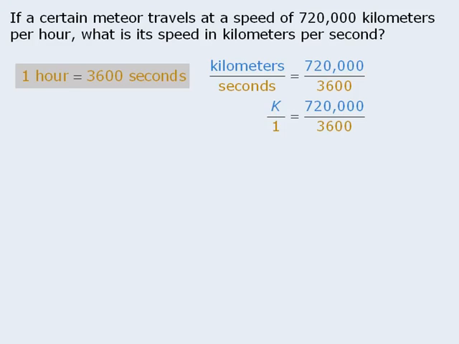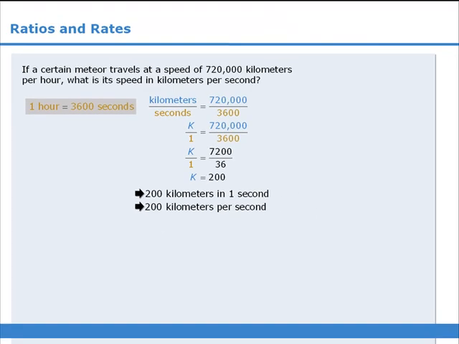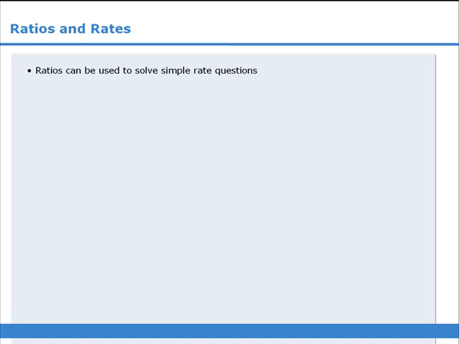First, we can simplify the right-hand side by dividing top and bottom by 100 to get 7200 over 36, which is equal to 200. Since k represents the number of kilometers traveled, we know that the meteor travels 200 kilometers in 1 second. In other words, the meteor travels at a speed of 200 kilometers per second. So by converting hours to seconds, we still reach the same answer here. Okay, let's summarize. In this lesson, we learned how to use ratios to solve simple rate questions.